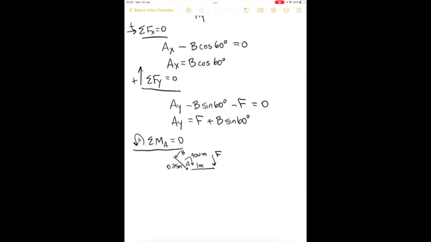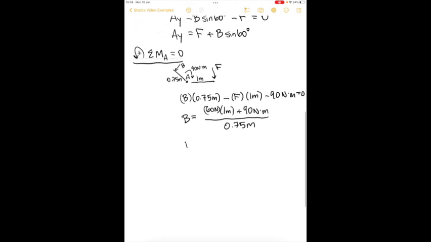So, if we talk about positive moments about the point A, there's only one, and that's the moment from B. So that force B times the distance. For negative moments, we have two. We have F, and we have the couple moment, which is 90 Newton meters. All of that adds up to 0. And so we're able to solve for B. B is equal to 200 newtons.